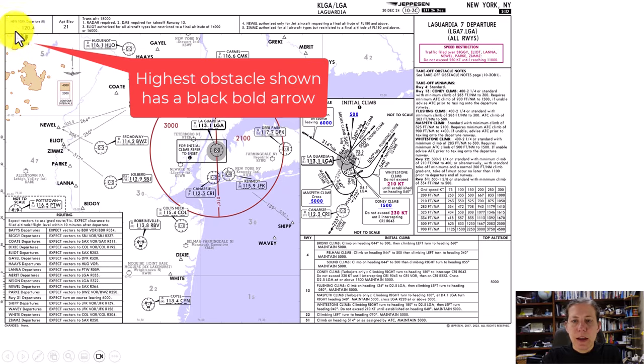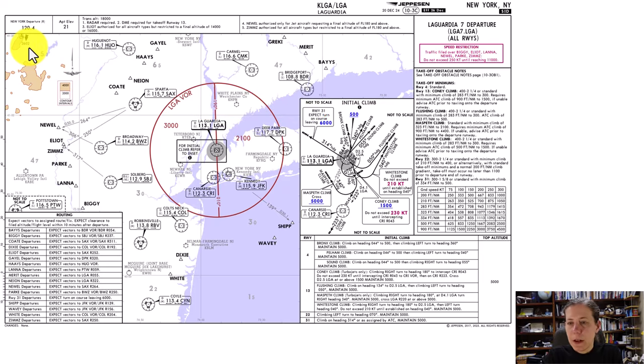We also have in the top corner, do you notice this black arrow? That's pointing out the highest obstacle in this overview view. It's at 2,602 feet MSL. All these altitudes are in feet MSL.